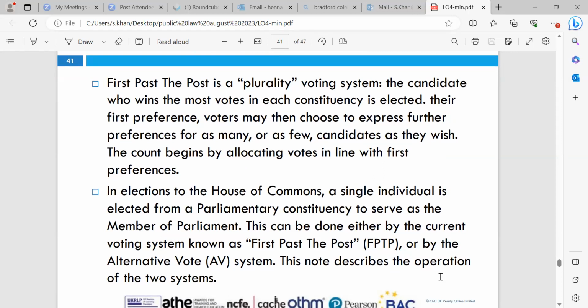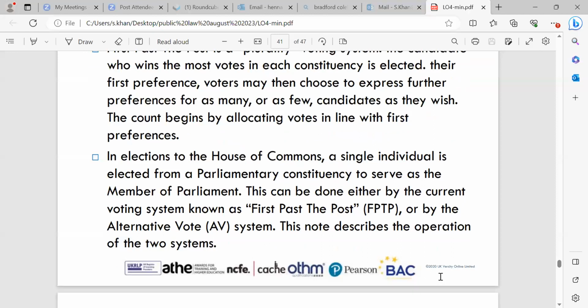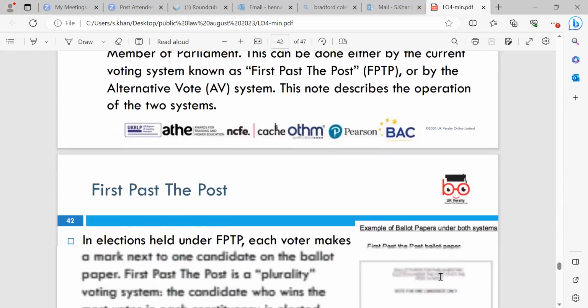In elections to the House of Commons, a single individual is elected from a parliamentary constituency to serve as a member of Parliament. This can be done either by the current voting system known as first past the post, FPTP, or by the alternative vote system. This note describes the operation of two systems.